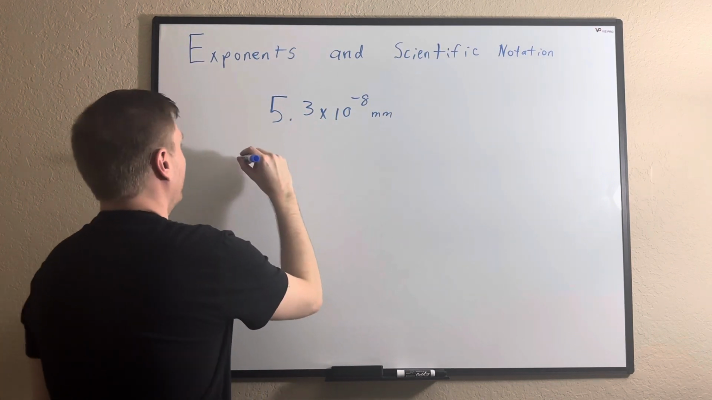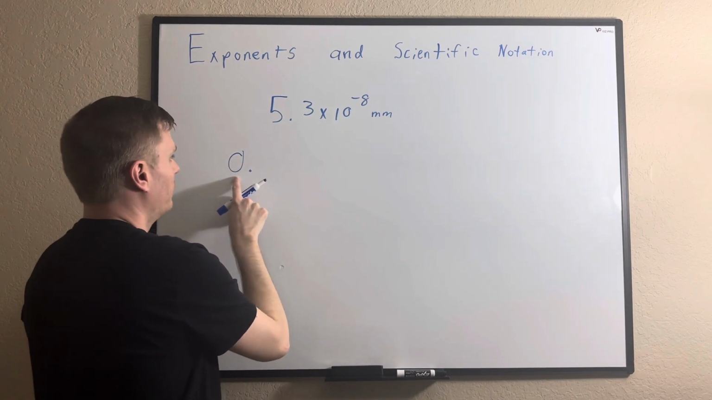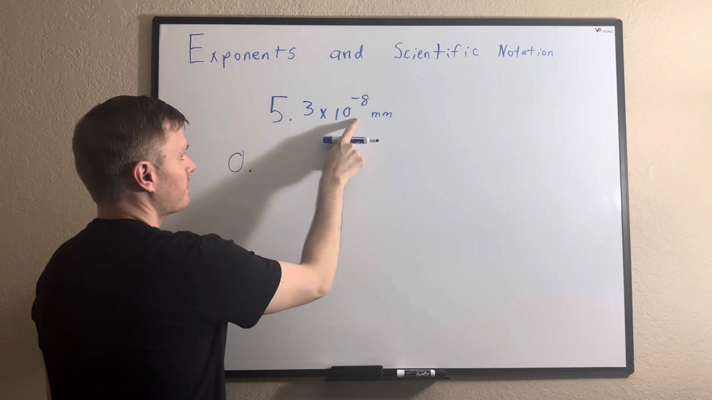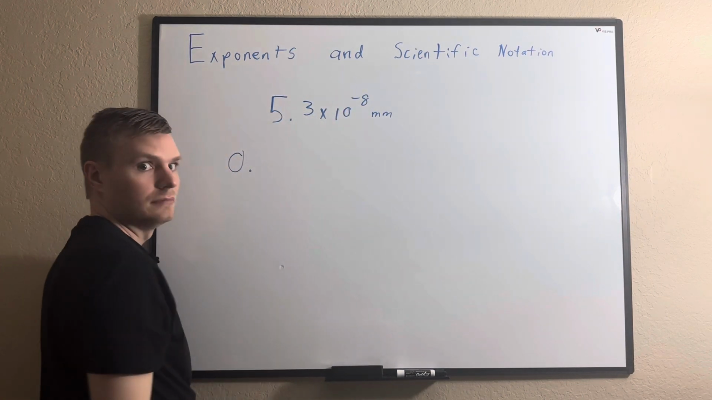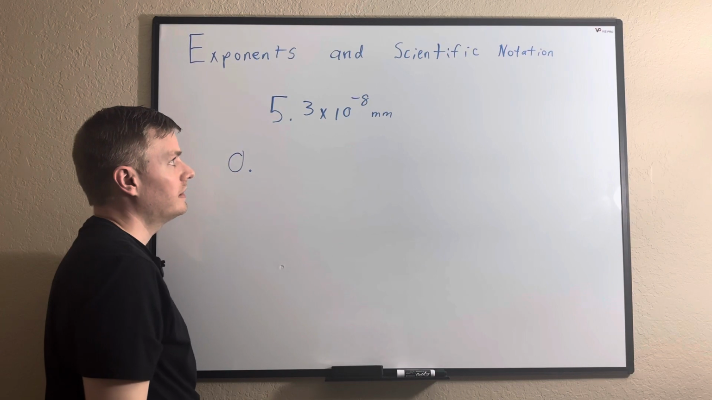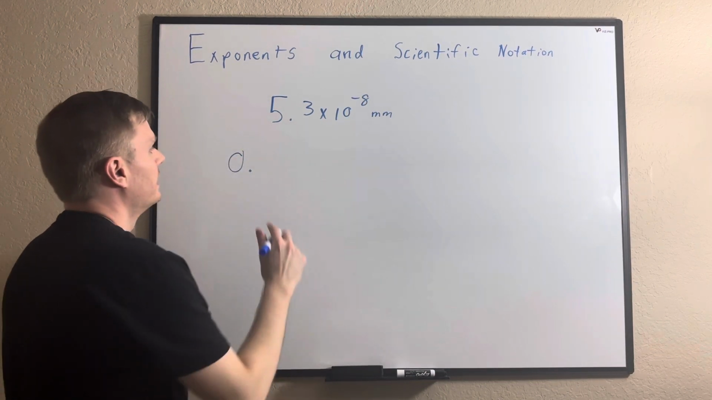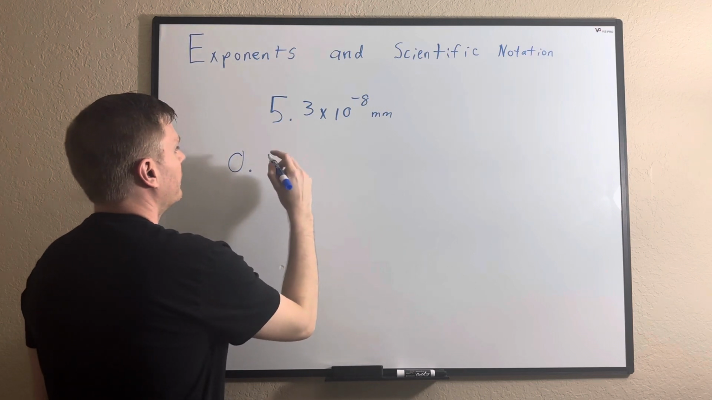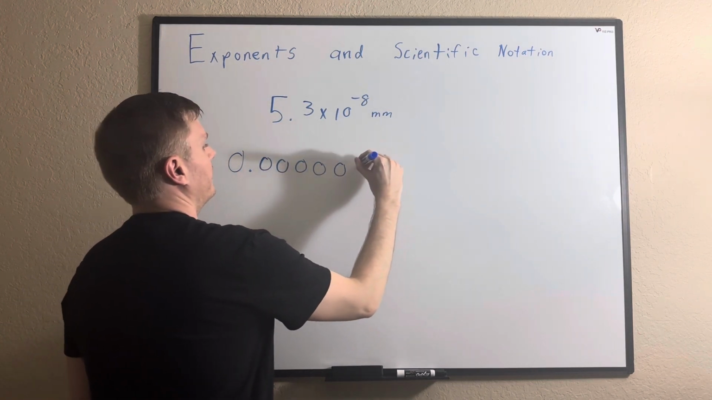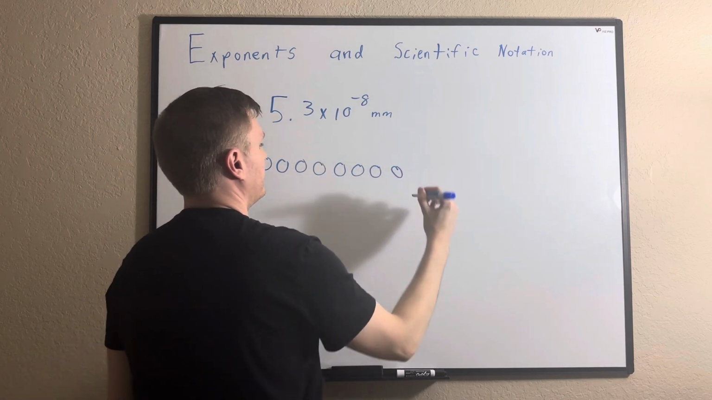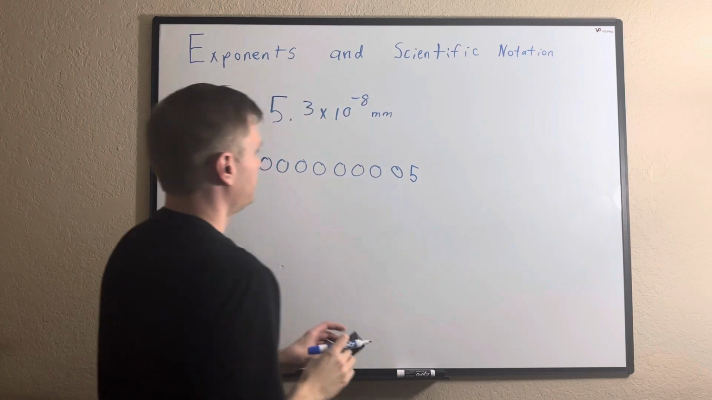Let's write this out now too in decimal form. Start with a 0 in the ones place, and then the exponent is telling you how many times we've multiplied by 10, or in this case divided by 10. 1, 2, 3, 4, 5, 6, 7, 8. Oh, wait a minute.